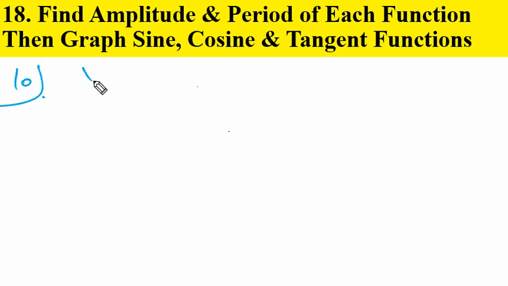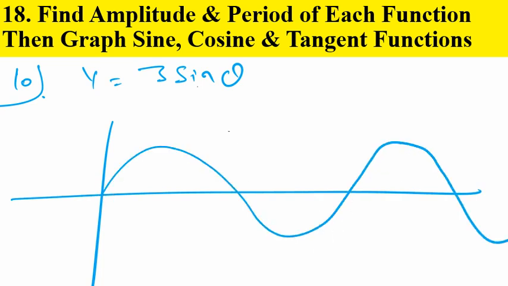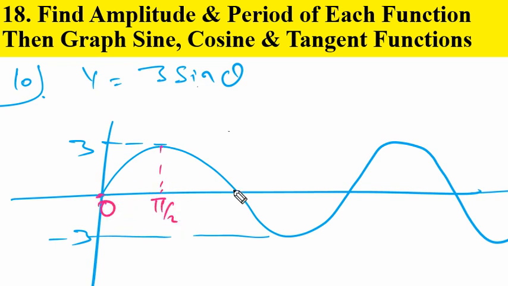Question number 10. Y is equal to 3 sine theta. Now how will you check? First thing you will do, you will check the amplitude and then you will check the period, right? So the amplitude here is 3. It should go up to negative 3. Now this point is 0. Sine 0 is 0. Sine pi over 2 is maximum.